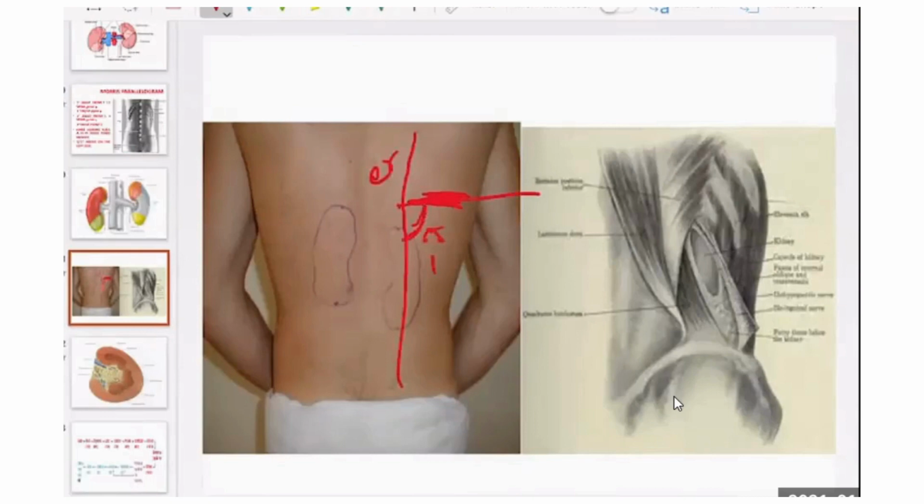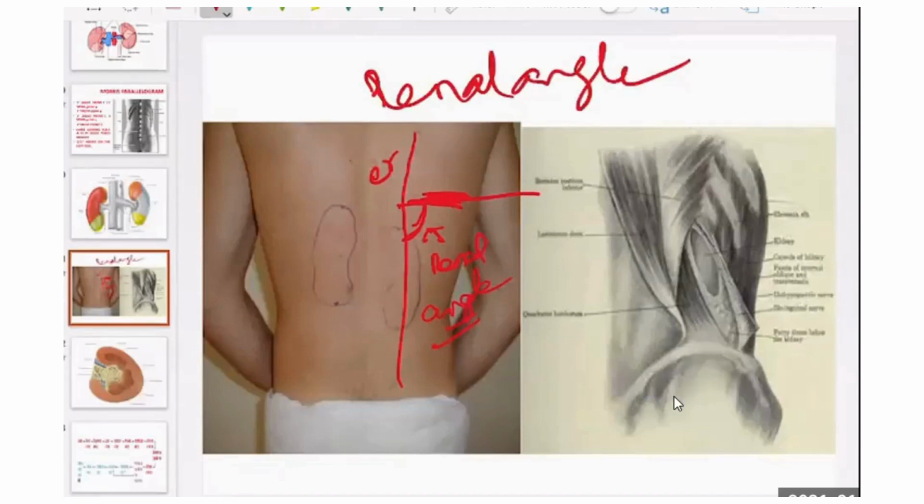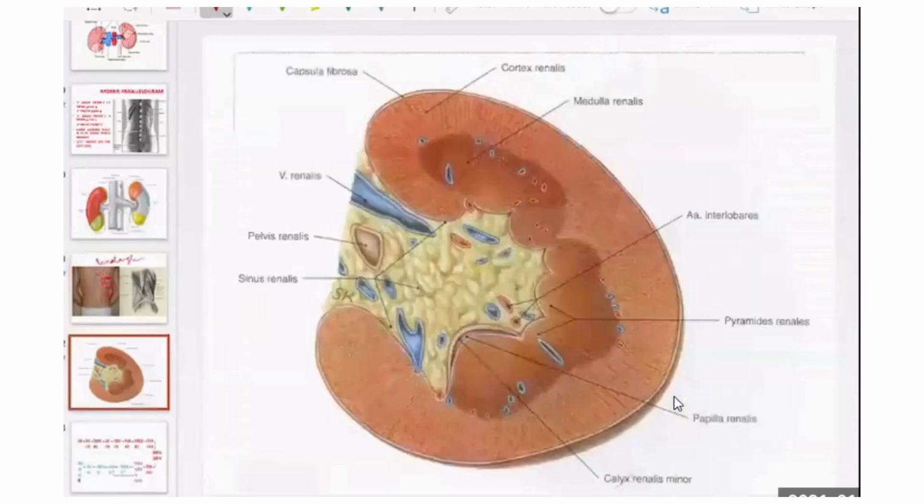maximum tenderness of the renal pathology. The maximum tenderness can be seen on the loin, right? Loin extends from the costal margin till the anterior superior iliac spine. So that is called renal angle. Now, if you take a section of kidney, the outer part is divided into a cortex and inner layers.